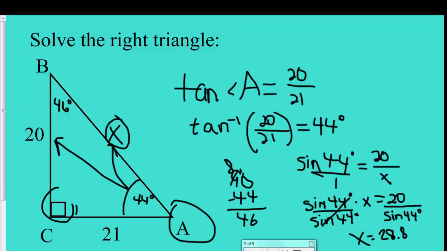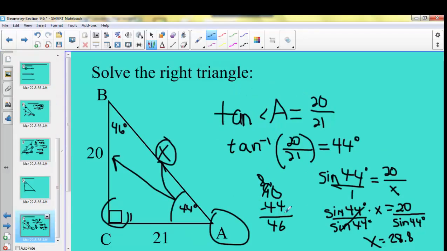And that's all we have for today. The trig ratios are the same. Just remember, if you want to find an angle, use this inverse key.